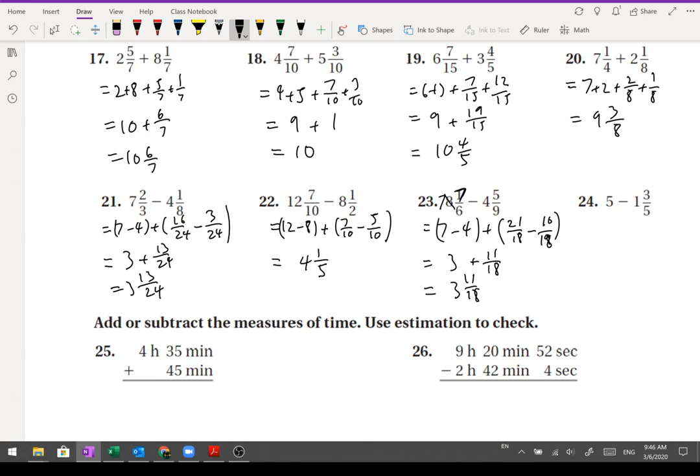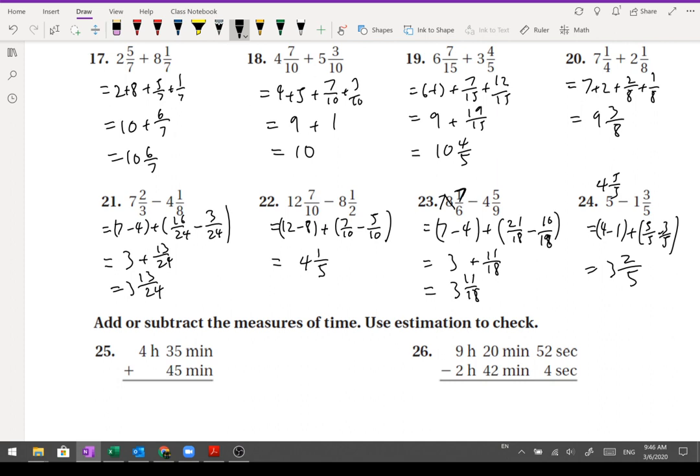Moving on, for question 24, I'm going to change 5 into 4 and 5 over 5. And so we have whole number minus whole number, 4 minus 1, and then the fraction part, 5 over 5 minus 3 over 5. And so that becomes 3 and 2 over 5. Hopefully we should have no problems with adding and subtracting these fractions.